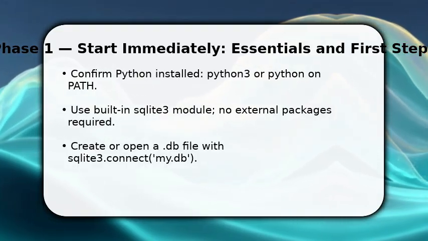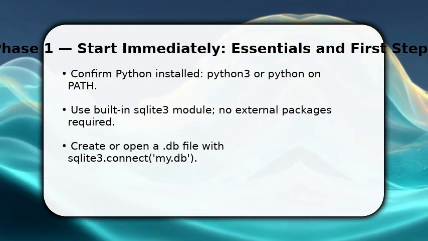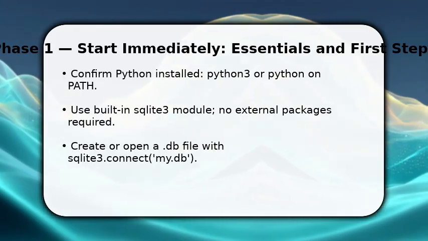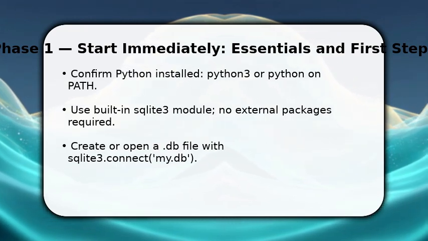Once done, assign the connection to a variable, for example con = sqlite3.connect('example.db'), and immediately get a cursor with cur = con.cursor(), so you can execute SQL statements right away. This begins the active session.